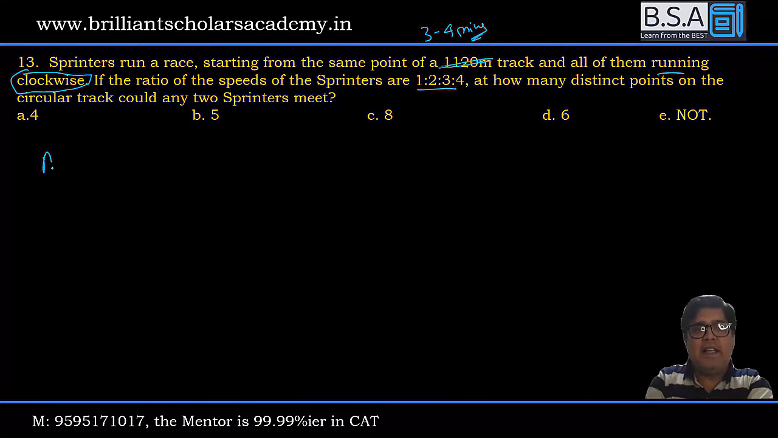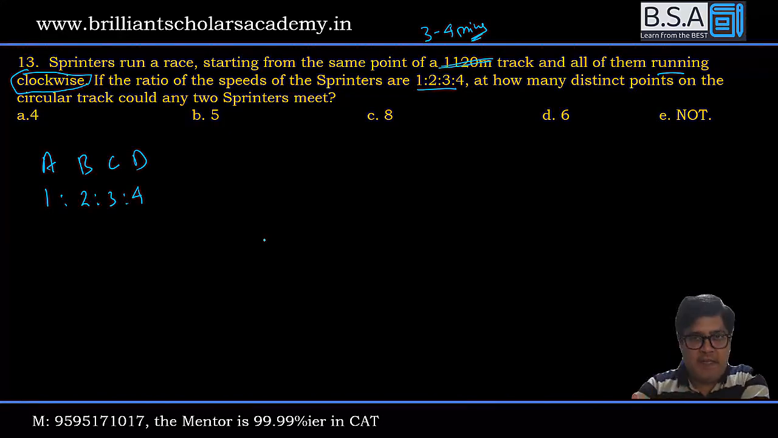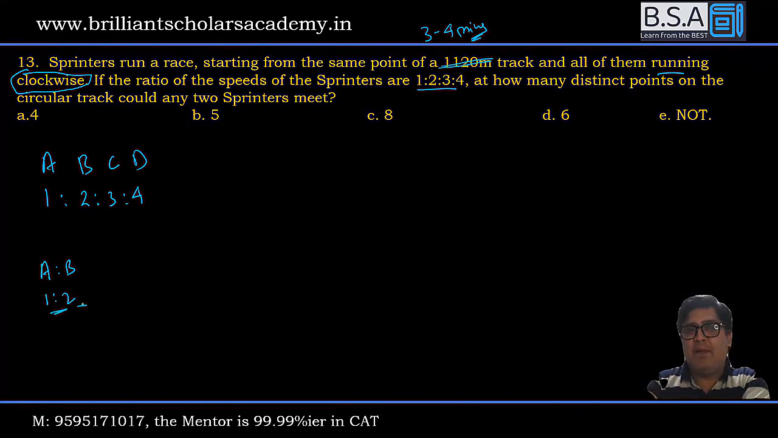I'm calling these individuals A, B, C, and D. Ratio of speeds 1, 2, 3, and 4. The theory has been designed for the ratio of two people, so whenever you solve this, you have to do it through the ratio of 2. If I take the ratio of only AB, what is the gap? The gap is 1. Because the direction is the same, I'll be looking for the difference.